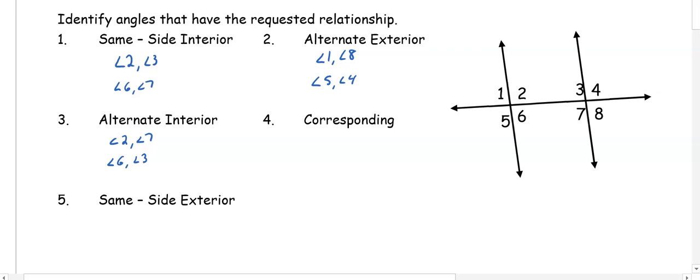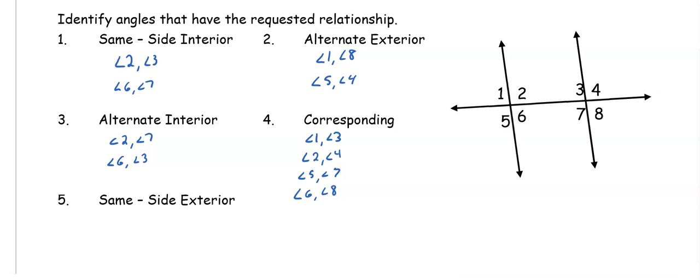Corresponding angles. Corresponding angles are angles that are in the same position in their group of 4. So we're going to have 4 of those. So we have angle 1 and angle 3, angle 2 and angle 4, angle 5 and angle 7, and angle 6 and angle 8. Our last one then is same side exterior, so they're the same side of the transversal, but on the outside of the line. So we have angle 1 and angle 4, and we have angle 5 and angle 8.